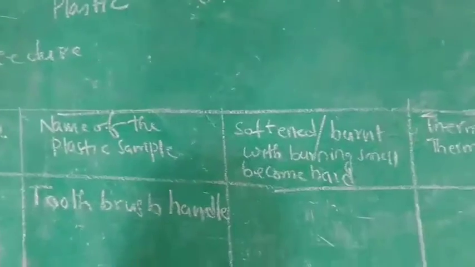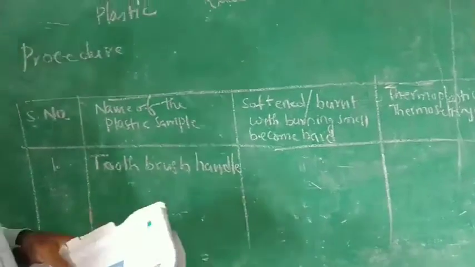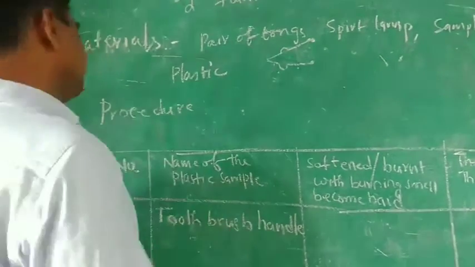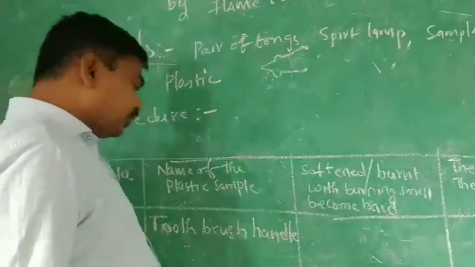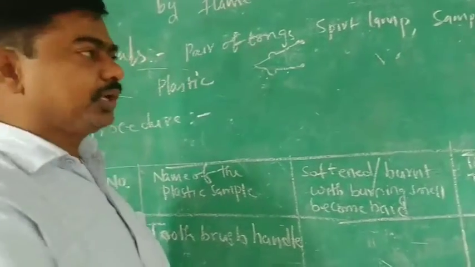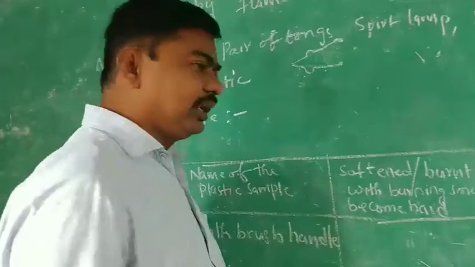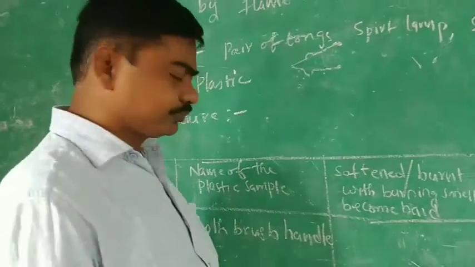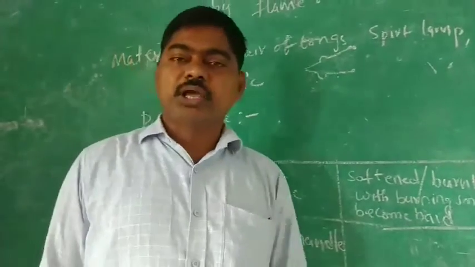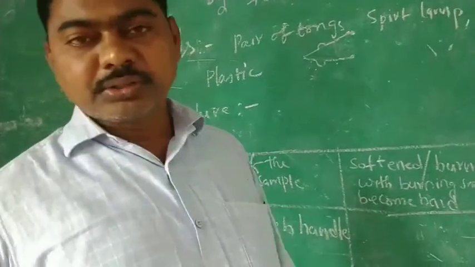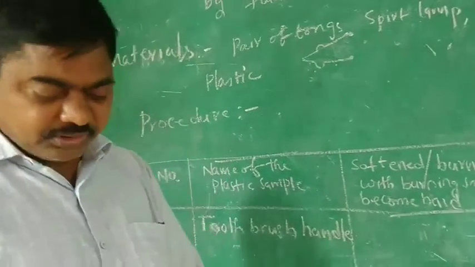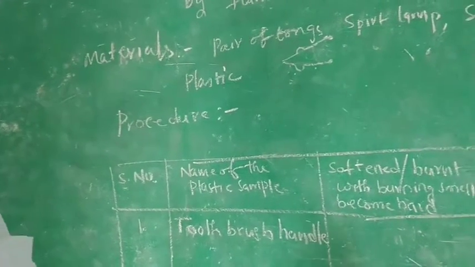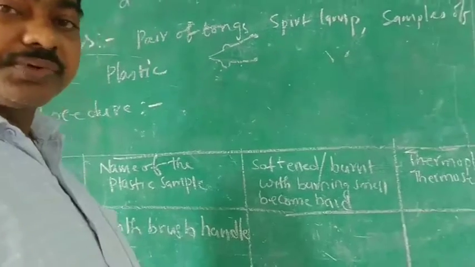Take the toothbrush handle. Now observe the changes during burning of the sample. While burning, you have to see what changes take place. Take the spirit lamp, and with the help of the tongs take the toothbrush handle and keep it near the spirit lamp. Observe what happens and note your observation, whether the sample is softened, burnt, smells, or becomes hard.